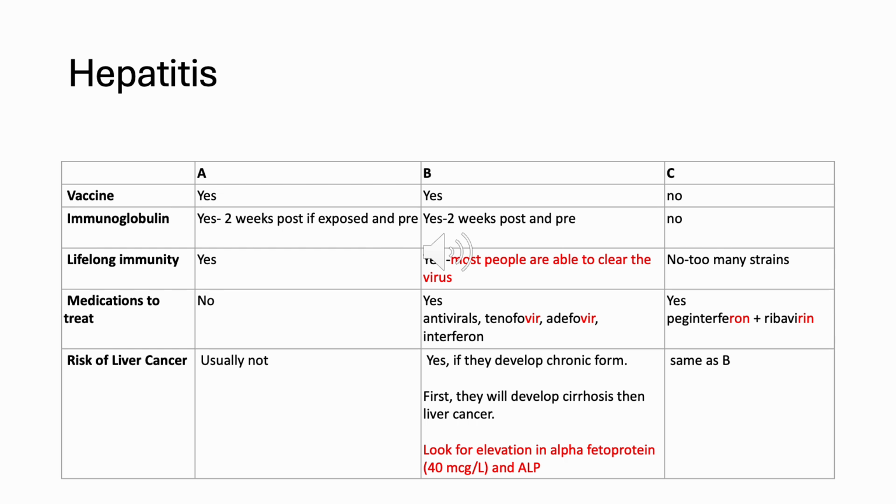If you get A or B, you will have lifelong immunity, but you have to remember that B and C can be chronic. Okay? So the risk of liver cancer is going to be increased in B and C. First, they'll develop cirrhosis, then liver cancer. So look for an elevation in the ALP.